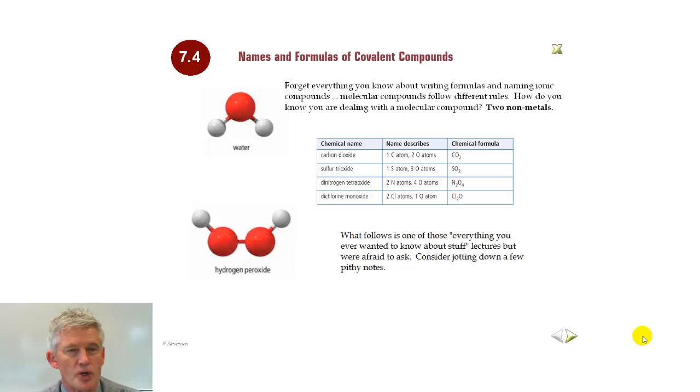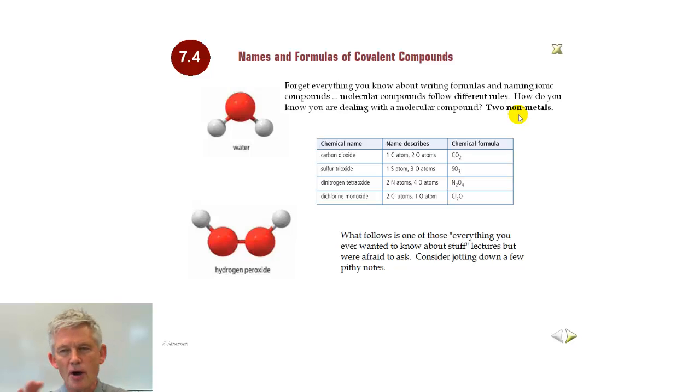proceed through that worksheet. So forget everything you know about writing formulas and naming ionic compounds. Molecular compounds follow totally different rules. How do you know you're dealing with a molecular compound? You have two nonmetals. So we are finally dealing with those elements on the periodic table which are to the right of the zigzag line.